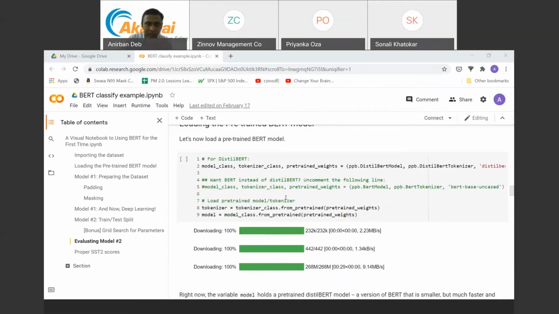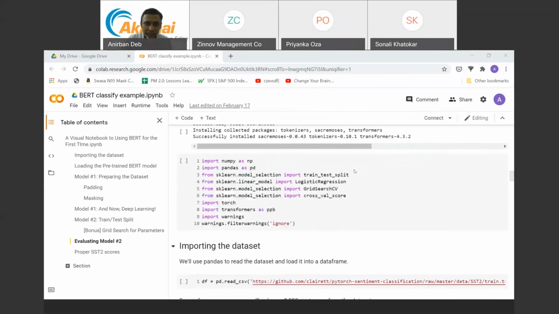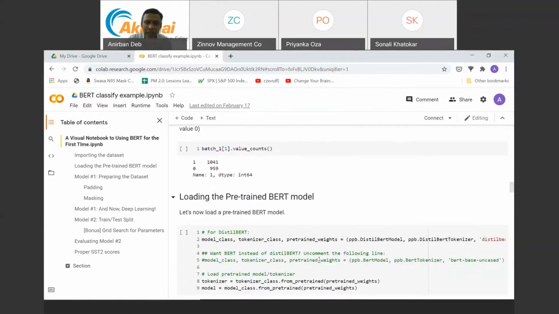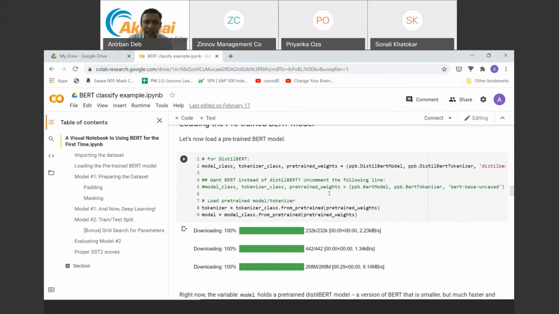So he's loading the pre-trained distilled BERT. As I said, distilled BERT is small enough that you can actually work with it, and it's quite usable. He's loading the classes from the transformers library. This PPP, I think, is import transformers as PPP. So this is the transformers library I was talking of.